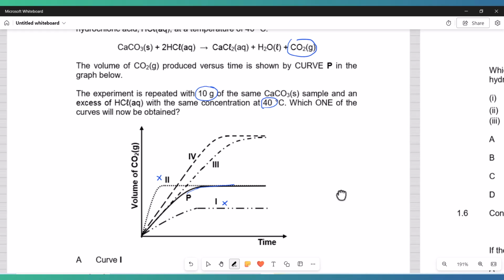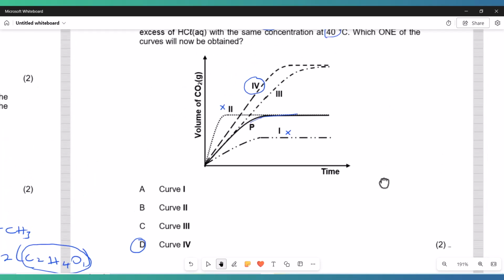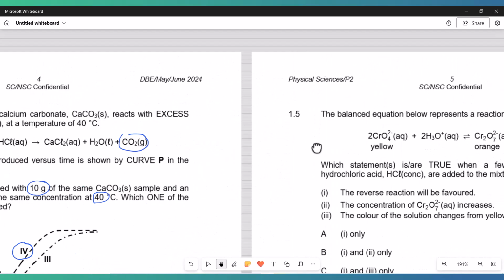But then because of the more concentration of the calcium carbonate, it's going to be a steeper gradient than for curve P. So curve 3 is not right because it has got the same gradient as curve P, which was for 5. Now the 10 grams must have a higher gradient that makes it this curve number 4. So in that case, our answer is going to be D. The answer there is D, okay. Hope we are together.